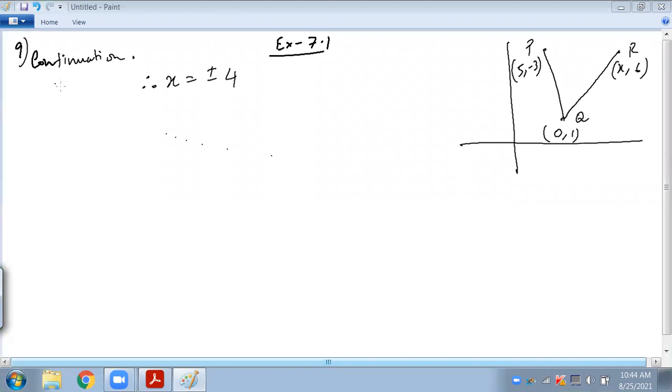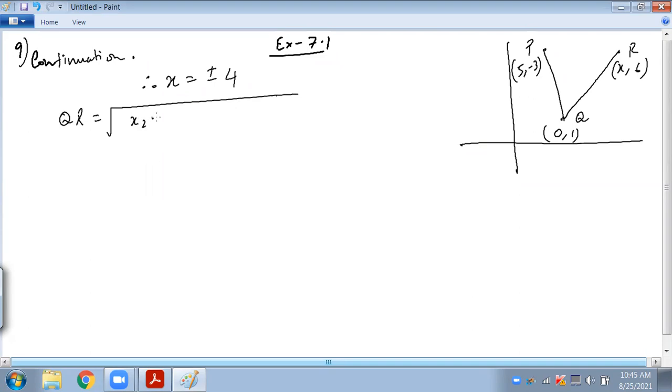Okay, so we'll see question number 9, continuation. We left it here, x equal to plus or minus 4. Now this is the figure. Now you're asked to find QR, so we'll find QR. How to find QR?